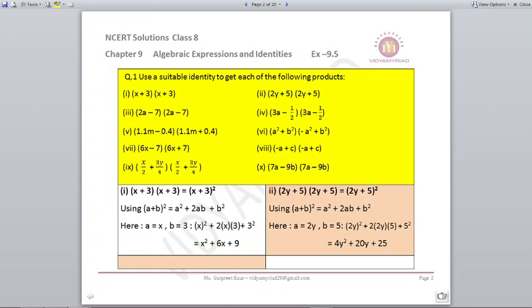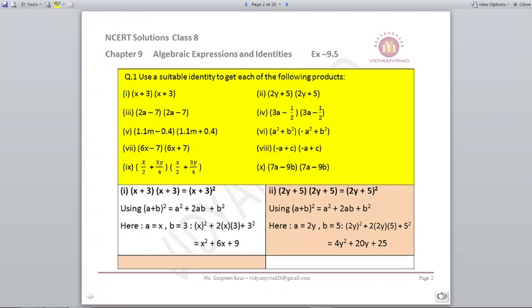Now what is a in this question? x, the first thing, and b will be 3. So we will just put x and 3 in the formula to get my final answer. So it becomes, instead of a square I will write now x square + 2 into x into 3 + 3 the whole square. Now it becomes x square + 6x + 9. This is your final answer. Like this we will do all other questions.